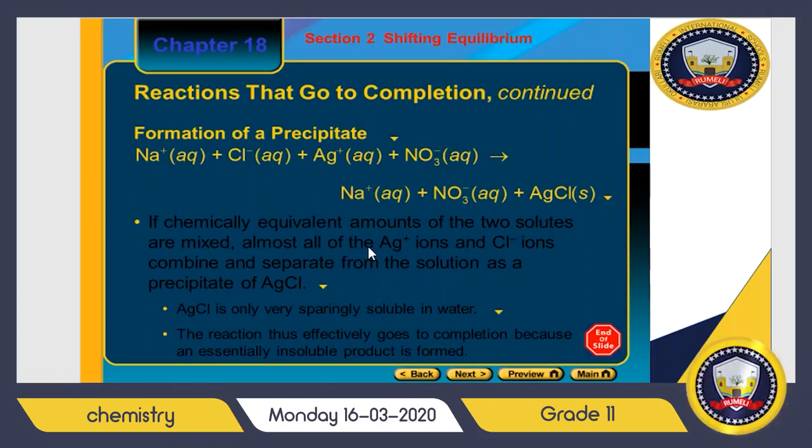Almost all of the Ag ions and Cl ions combine and separate from the solution as a precipitate, AgCl or silver chloride. Silver chloride is only very sparingly soluble in water, or slightly soluble in water. The reaction thus effectively goes to completion because an essentially insoluble product is formed.